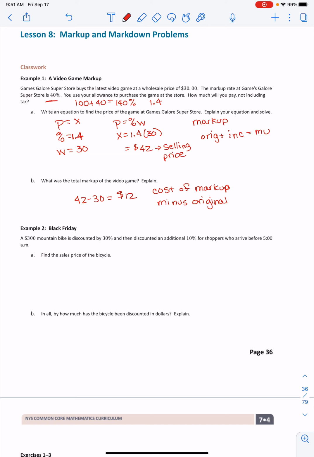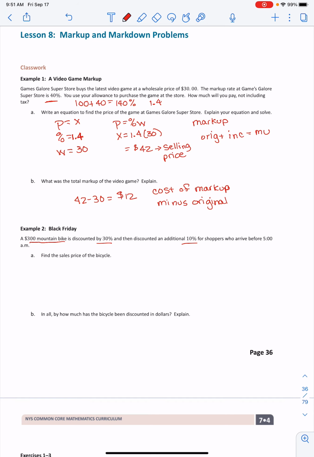Next, a $300 mountain bike is discounted by 30% and then discounted an additional 10% for shoppers who arrive before 5 a.m. Find the sale price of the bicycle. In this case, we have to do the percent equation twice. You can never just add the 30% and the 10%, because though you might get lucky and get the same price, you won't always get that same price.